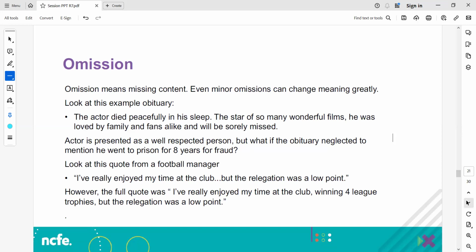So the first example, without the full quote, with the omission, makes the manager seem pretty unsuccessful. The relegation was a low point, so he's got the team relegated. He doesn't sound very successful. But then we hear in the full quote that he actually won 4 league trophies. So he did have success. Can you see there that the omission can change the meaning?